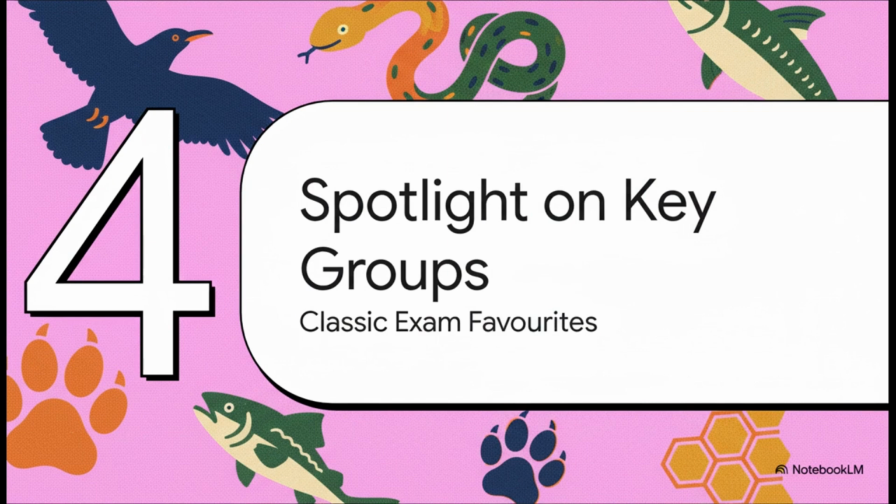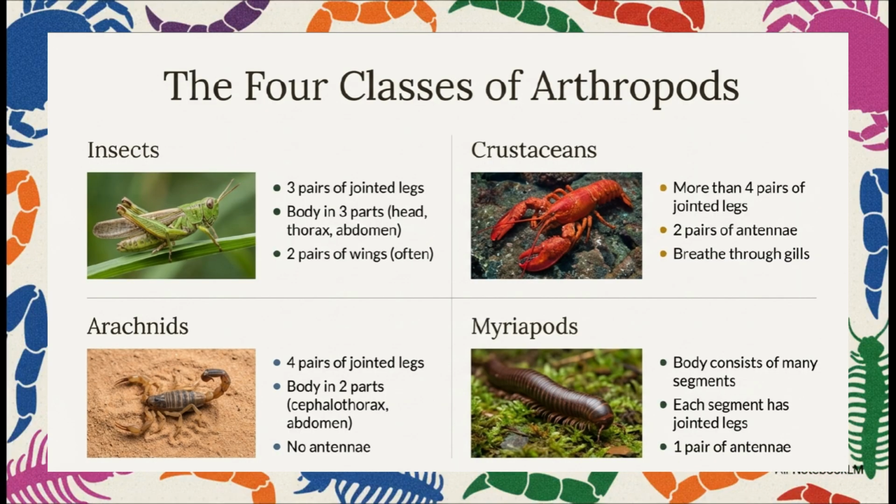All right, now that we have the big picture of the 5 kingdoms, let's zoom back in on some specific groups that examiners absolutely love to ask about. First up, from the animal kingdom, we have the arthropods. This is a huge group. It includes insects, spiders, crabs, you name it. They all share a hard outer shell called an exoskeleton, and they all have jointed legs.